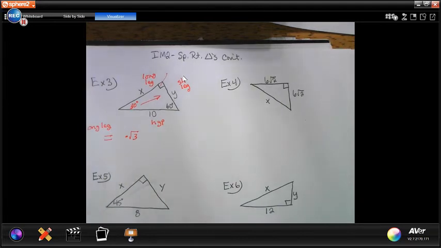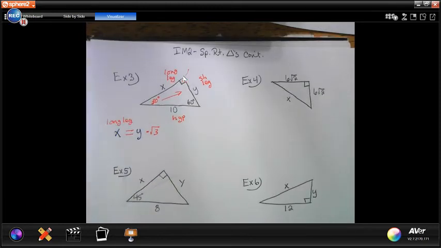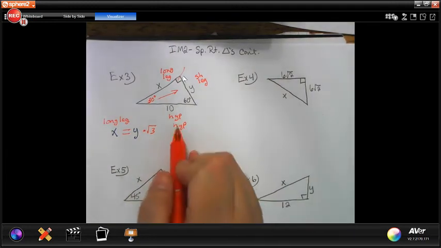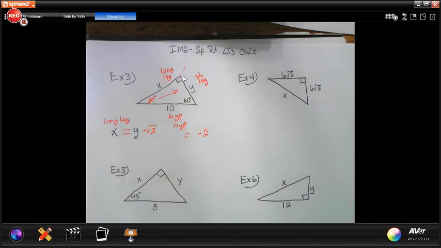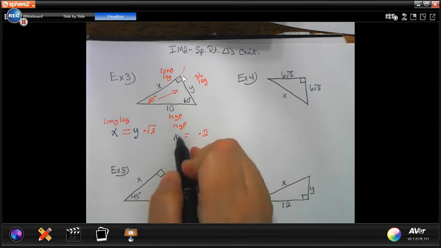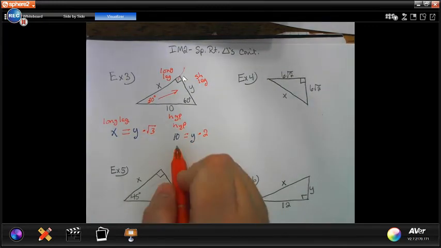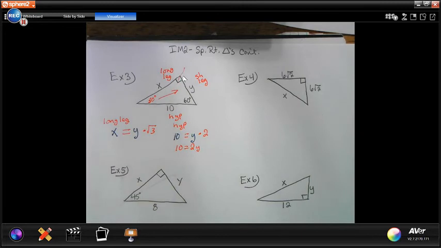My long leg is x, my short leg is y. Well, that has two variables, and I can't solve something that has two variables. So we have to use the other equation, the hypotenuse. The hypotenuse equals the short leg times 2. Hypotenuse is 10. My short leg is called y. So now I have 10 equals y times 2, which I could rewrite. We usually put the number in front of the variable, like that. And then we would divide both sides by 2.